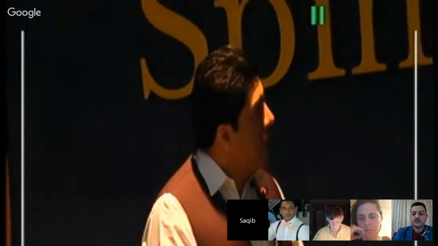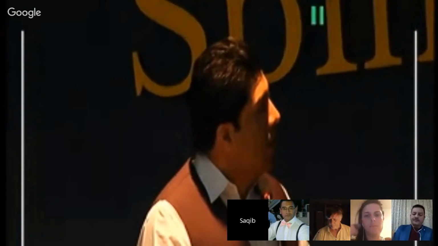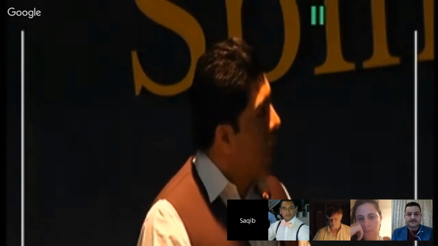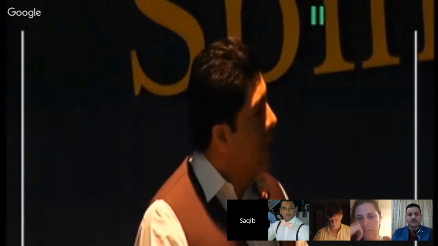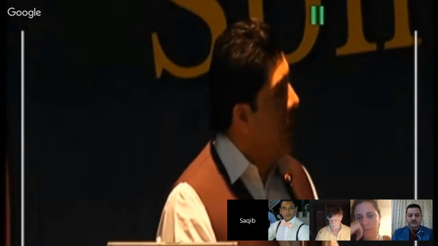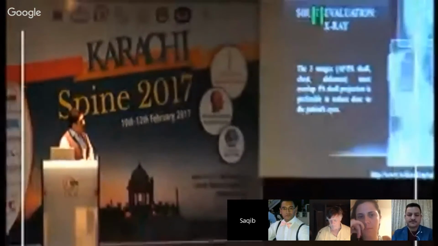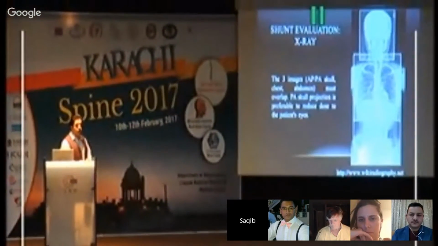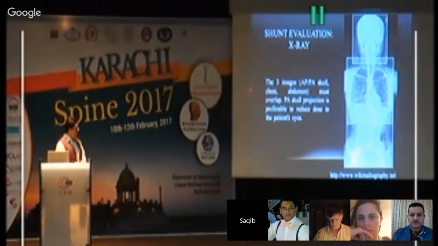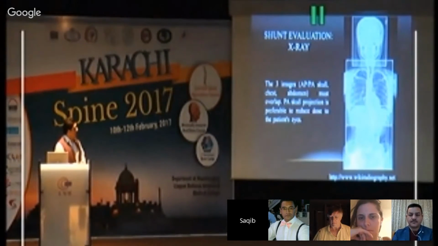In a patient who's got a shunt malfunction, you need to evaluate it in addition to the CT scan. The other thing that we can do is shunt series X-rays. The idea of doing the shunt series X-rays is to look at the shunt. The second thing is that the X-rays should overlap, because if you have X-rays of the cervical spine, the chest area and the abdominal area separately, you may miss a part. So if you need to get X-rays, they have to be overlapping. The PA view is better than the AP view because it reduces the dose to the patient.